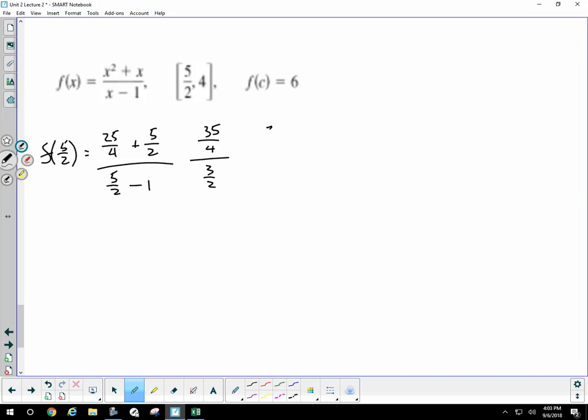That's 35 times 2 over 4 times 3. Cancel 2: 35 over 6. What is 35 divided by 6? That would be about 5.8333. Thanks, Siri.